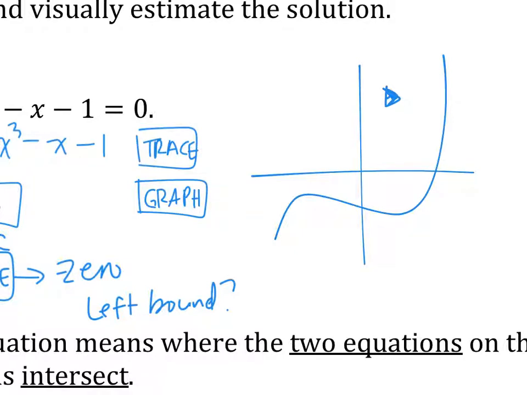Okay, and now you're going to scroll to the right, so you're right on top, and then click enter. That's the right bound. So basically, you're saying my 0 is stuck in between. Then it's going to ask you to guess. Just press enter again. And it's going to say x is equal to 1.324718.